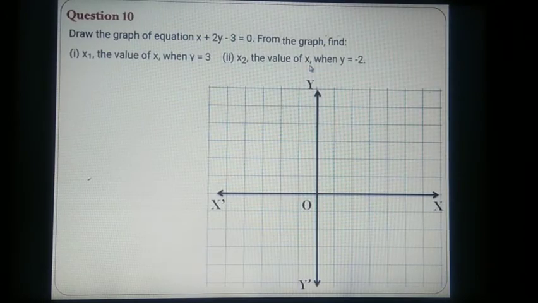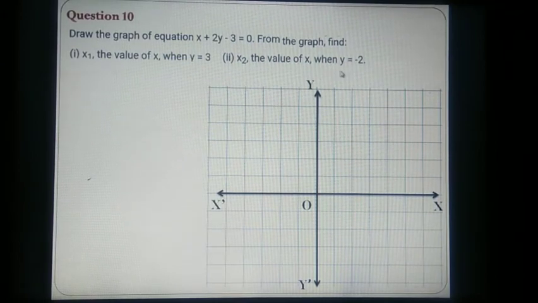Okay, so the next problem is, you need to draw the graph of this equation. After drawing the graph, you need to find the value x1, that is the value of x when y is 3. Similarly, you'll find the value of x, and call it x2, when y is equal to minus 2. So we'll see the graph of the given equation.